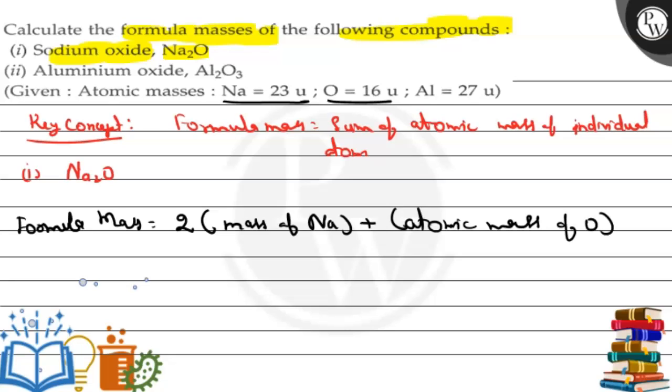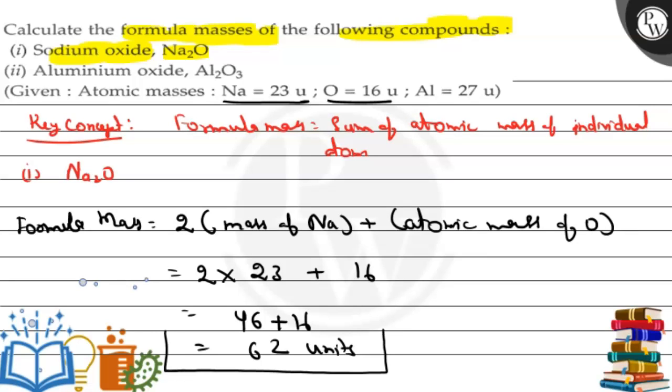oxygen, right? So it will be 2 multiplied by mass of sodium, 23, plus mass of oxygen, 16 units, right? So it will be equal to 46 plus 16, so it will be equal to 62 units, right? So formula mass in case of sodium oxide will be equal to 62 units.